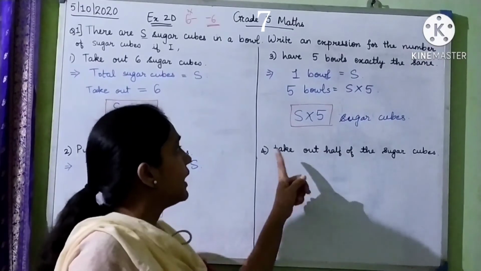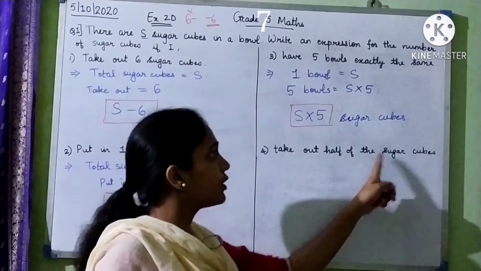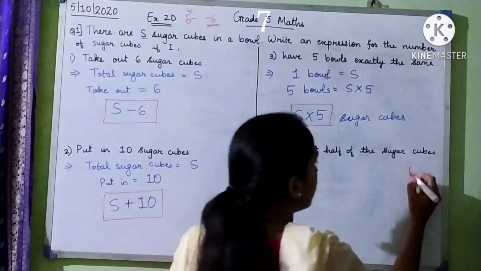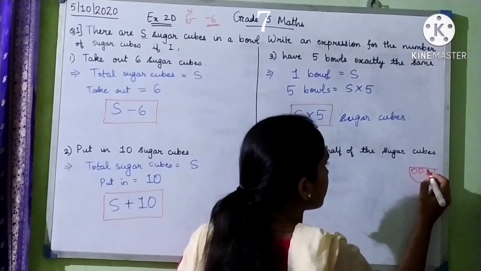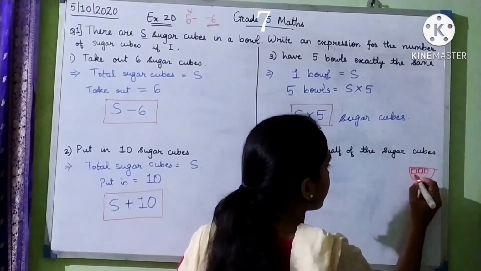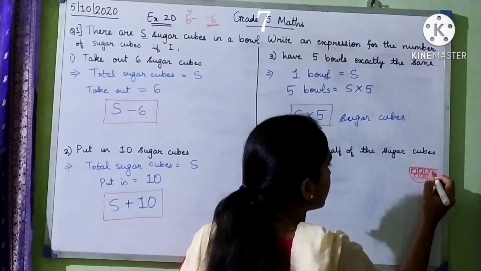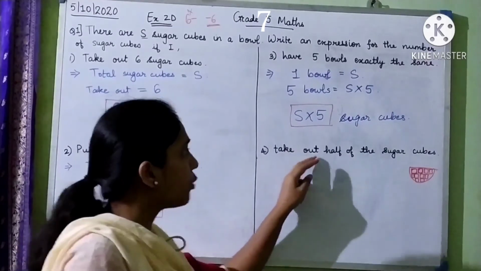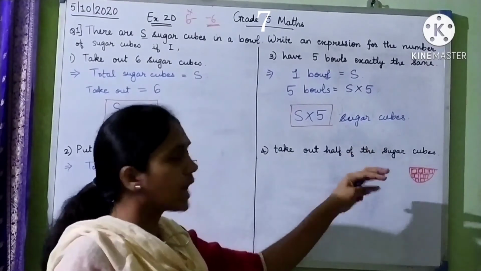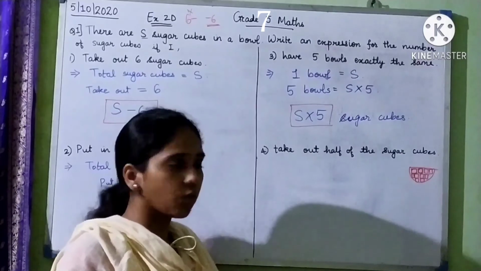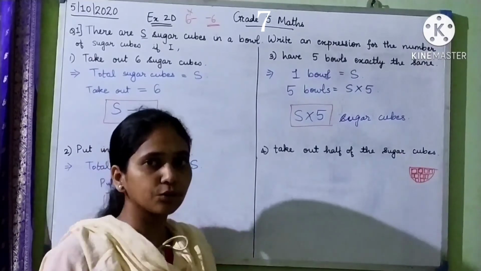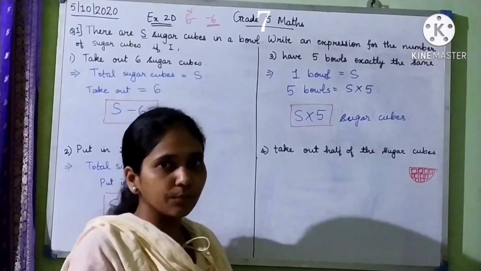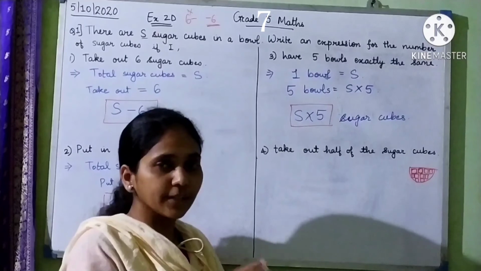Now the fourth one is, if I take out half of the sugar cubes. Suppose this is the bowl, and there are some sugar cubes in it. Now, if I take out half of the sugar cubes, I am removing half the sugar cubes. So if I take out half from something, how much will be left? Half of it will be left, right? So half means what? Divided by 2.